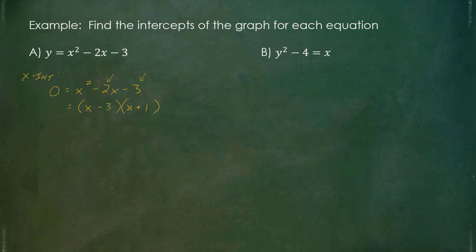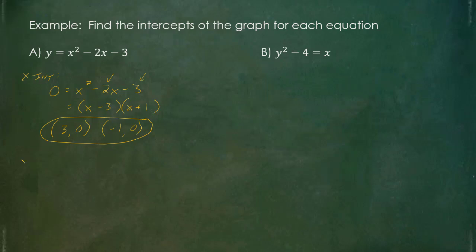So my x-intercepts for this one, if I were to write them as ordered pairs, if I set each of those equal to 0, I get 3, and we said that the y would be 0. And then if I set the second parenthesis equal to 0, I'd get -1, and again the y is 0. So there's my two x-intercepts.